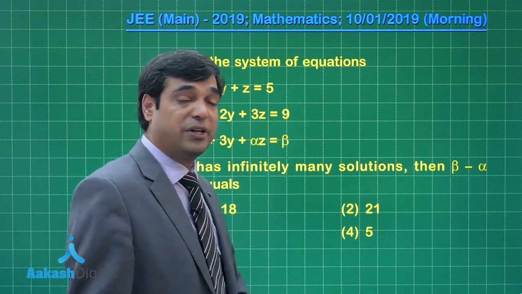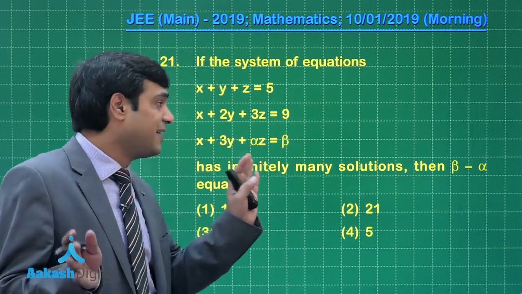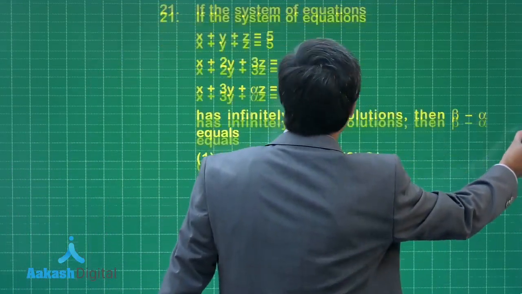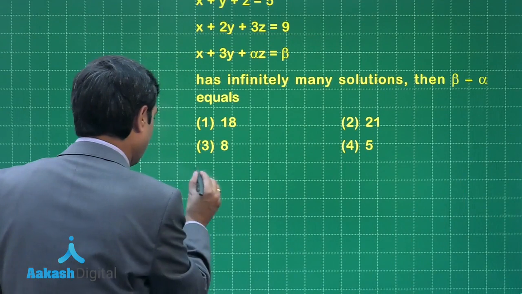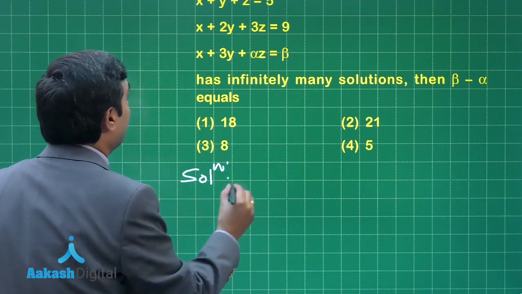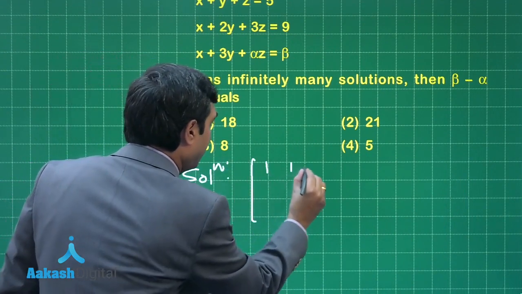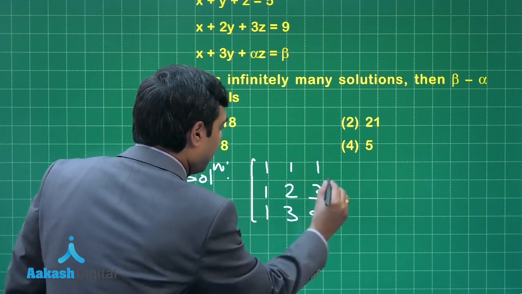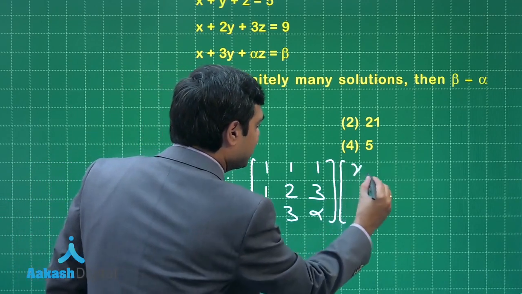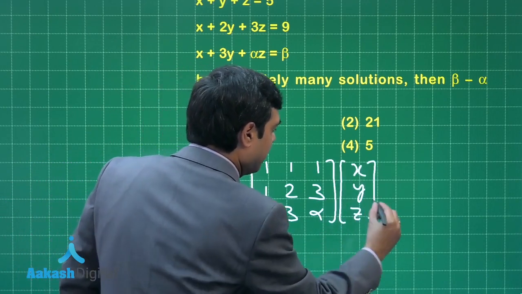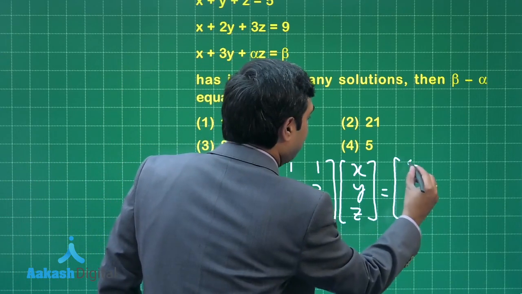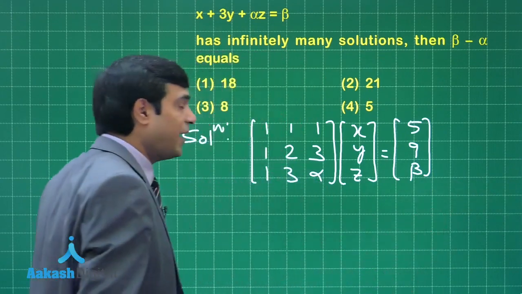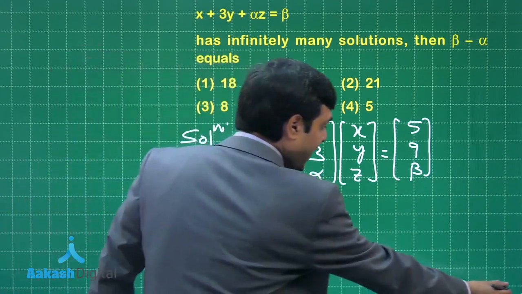If the system of equations, we have 3 equations given to us, has infinitely many solutions, we have to find the value for beta minus alpha. So, let us write down these equations as the matrix equations. Matrix equation, that means we are talking about 1 1 1, 1 2 3, 1 3 alpha. Then we have x y z is equal to 5, 9 and beta.